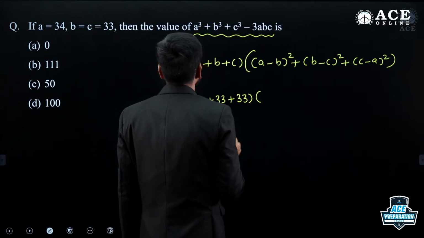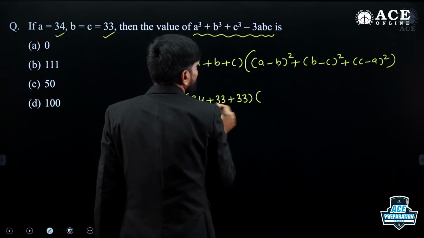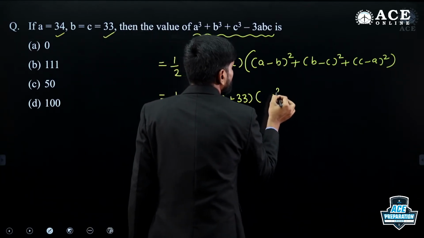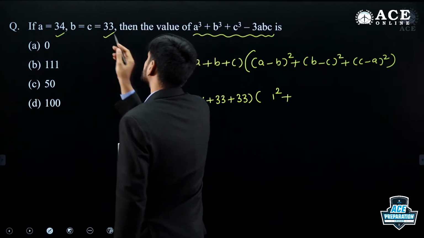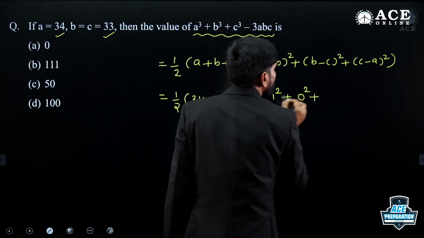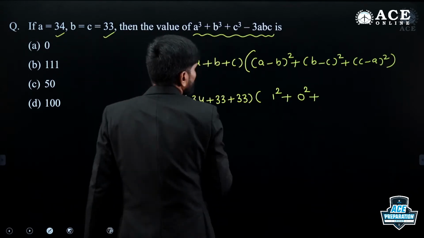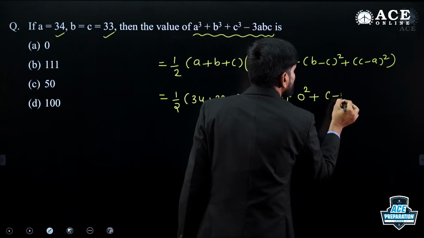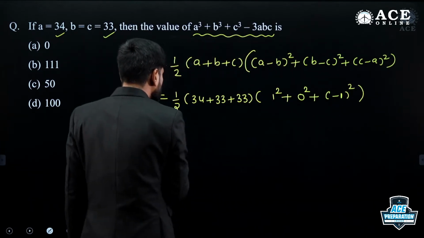Into (A minus B) whole square. A is 34, B is 33. 34 minus 33 is 1, that will be 1 square. Plus (B minus C) whole square. B is 33, C is also 33. 33 minus 33 is 0, that is 0 square. Plus (C minus A) whole square. C is 33, A is 34. That will give you how much? Minus 1. So 33 minus 34, minus 1 whole square.